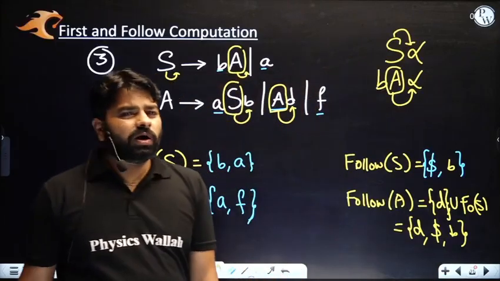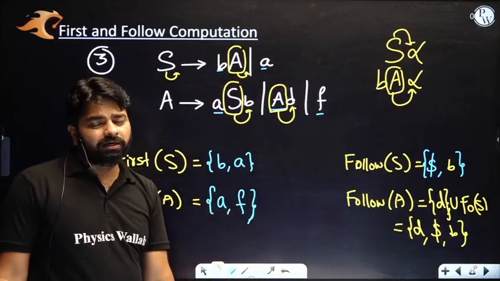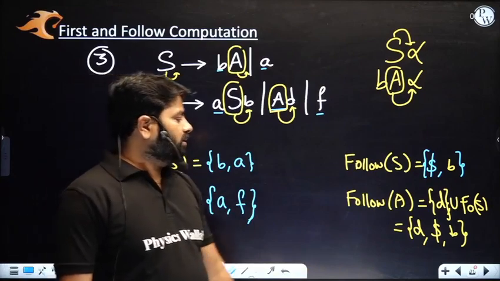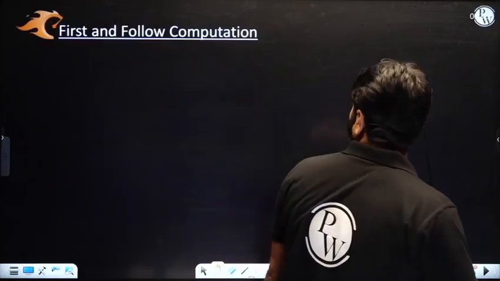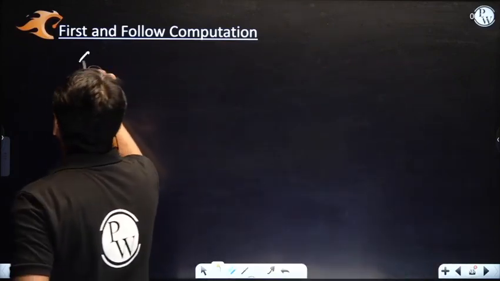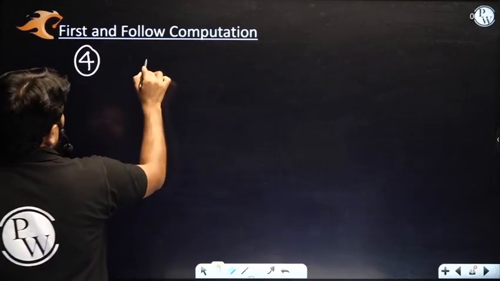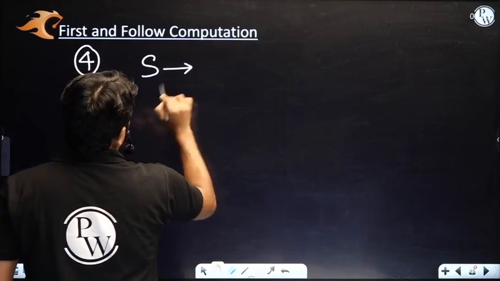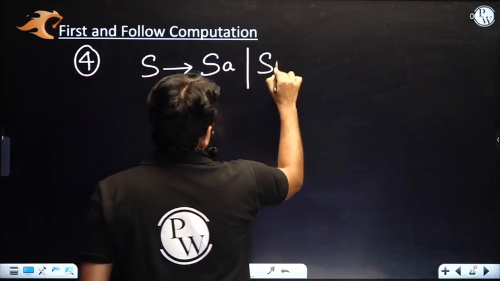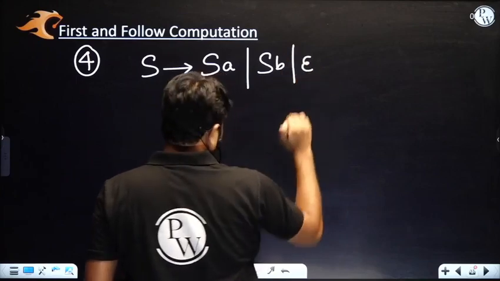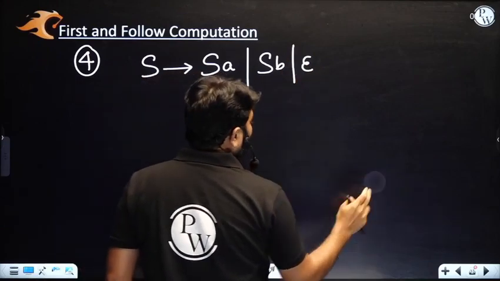With this, you are very clear how to compute the first and follow. Now let us introduce some null productions. Fourth example: S derives SA or SB or epsilon. See, how do you get now first of S?